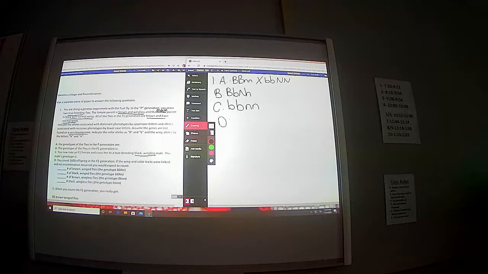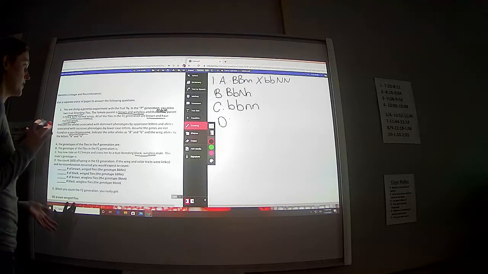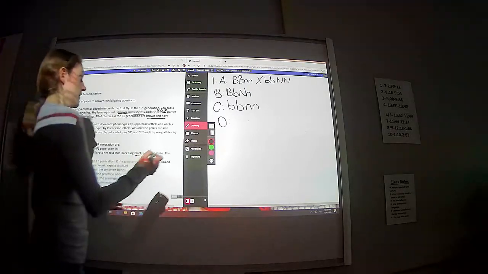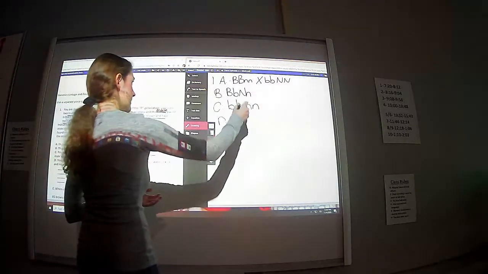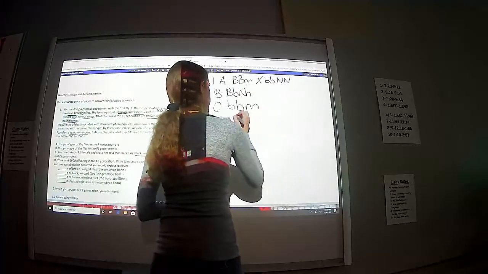You count 1,600 offspring in the F2 generation. That's a lot of counting. If the wing and color traits were linked and no recombination occurred, you would expect to count a number of brown-winged flies, black-winged flies, brown wingless flies, and black wingless flies. So you would probably do some type of a Punnett square. You could do a dihybrid cross there and do the 16 blocks. I'm going to do the shortcut version of it. And let's see, so my cross then, I'm going to be using that female.